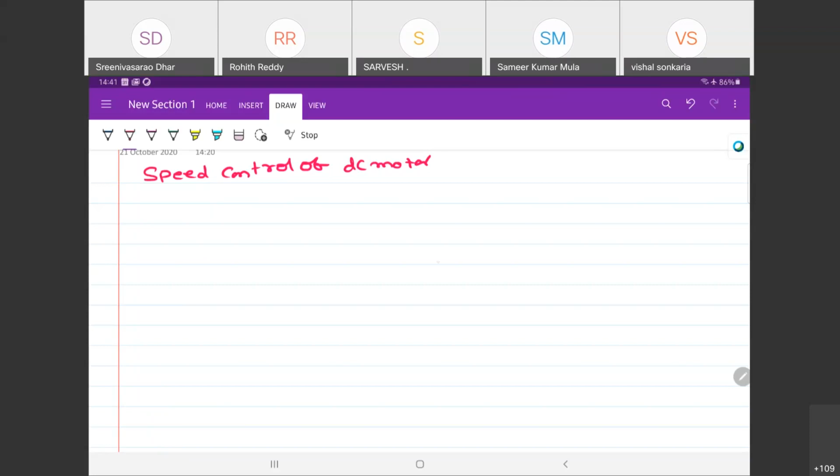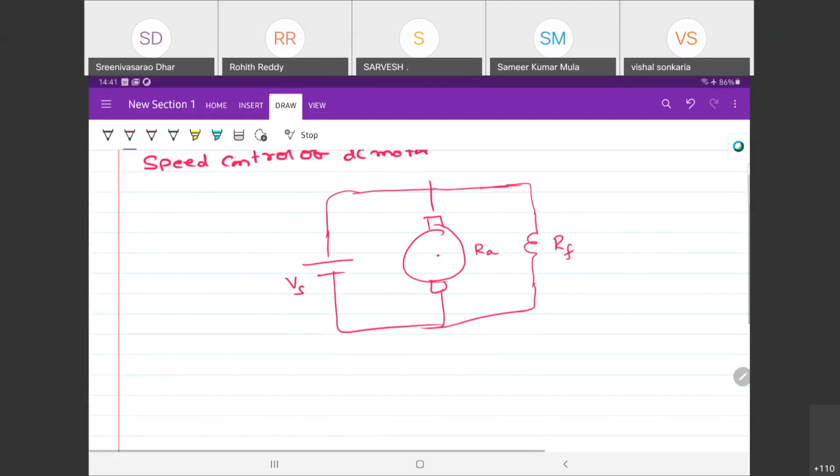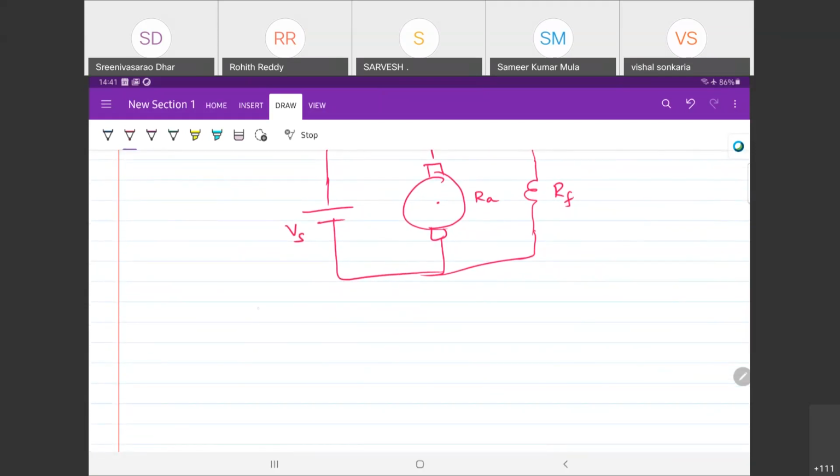You know these basic relations, right? So if you consider some DC motor here, excited with some DC source, and here I connected this shunt winding, right? You know the basic relations, right? Assume this is RF, and this resistance is RA, and the source voltage is Vs. So what is EB? What is the formula for EB?